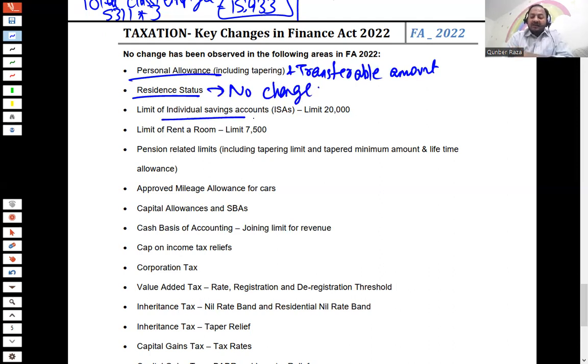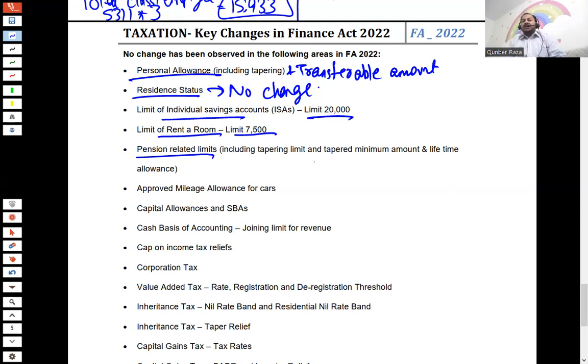For individual savings account, there was a limit of 20,000 that remains intact, no change. For rent a room, the limit for relief was 7,500, no change. For pension related limits, for example, the annual allowance limit 40,000, no change. The minimum tapered limit 4,000, no change. The threshold income, no change at 40,000. For pension lifetime limit 1,073,100, there is no change.